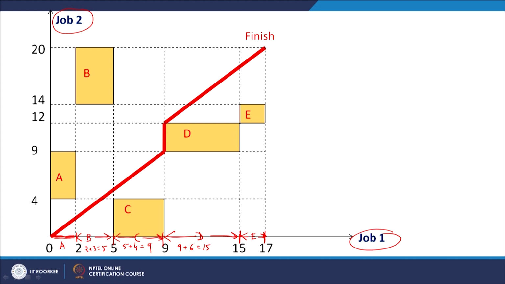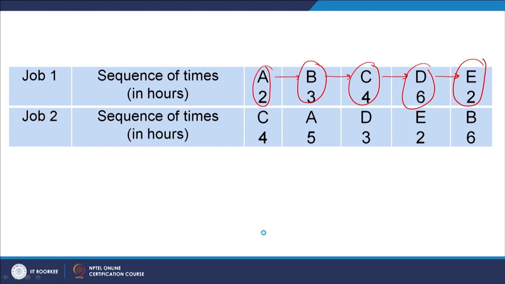Next we have to do the same thing for the job number 2, but the technological order is different. Here the technological order is first you have to do C, then you have to do A and then D and then E and then B. So, we have to follow this technological order. Also we note that C requires 4 hours.